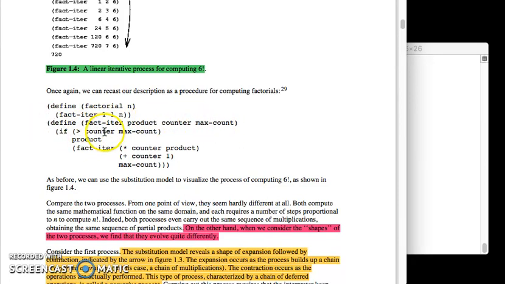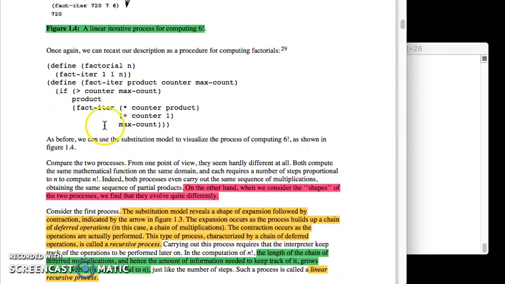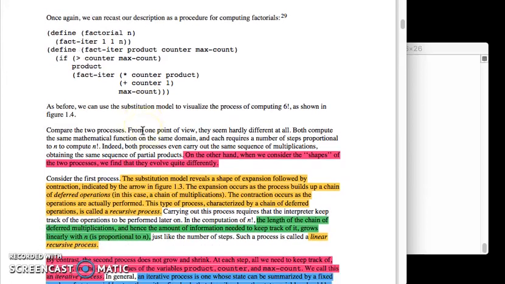If the counter is greater than the max-count, then you return the product. If not, then you call fact-iter with the counter times the product as the new product, and you add 1 to the counter, and you pass those through as the product and counter for fact-iter, and max-count stays the same.